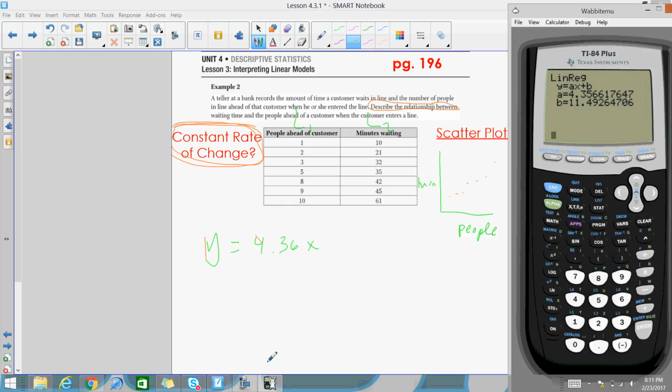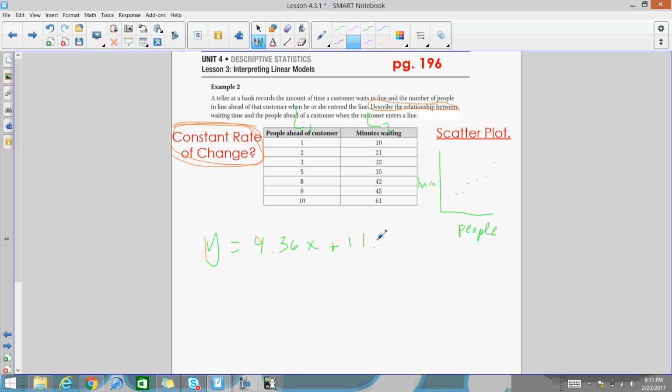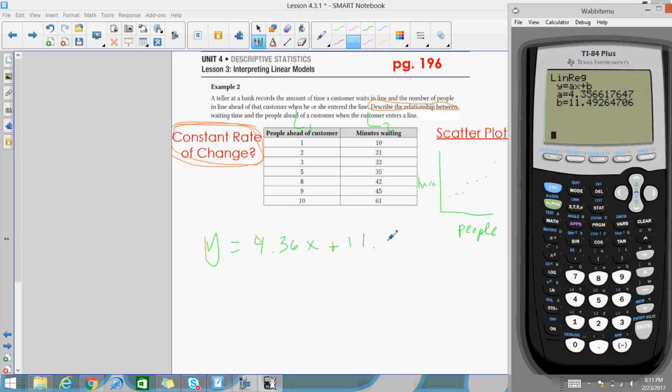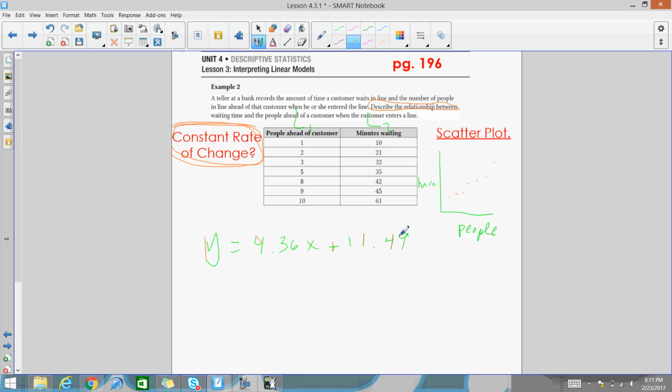4.36x, and then plus 11.49. Now my computer's acting funky, which is why the orange, so good thing this is our last one of the day. All right. So it says, describe the relationship between waiting time and people ahead of the customer.